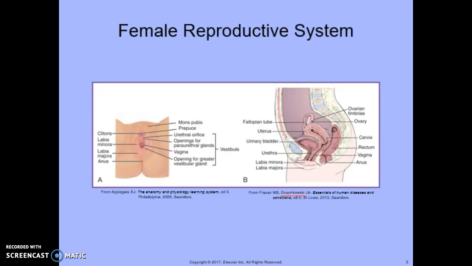Here we see figure 17.1, and this is looking at the female reproductive system. You can find this in your book and go over the reproductive system in more detail. The female reproductive system includes both internal and external organs, as we see here.